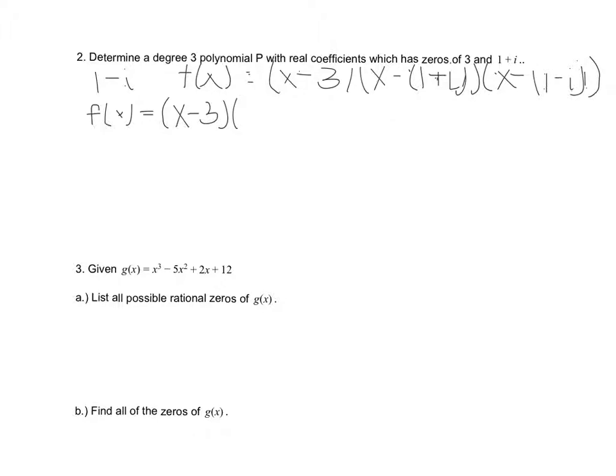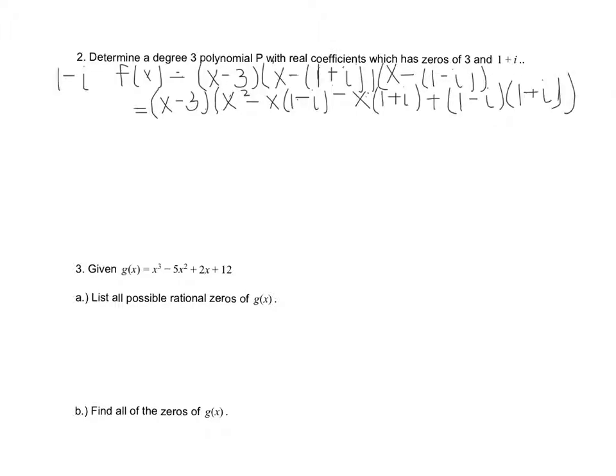We distribute x times x, we get x squared. Then we get minus x times (1 minus i), minus x times (1 plus i), and then we get plus (1 plus i)(1 minus i). So now that we've distributed our second set of parentheses, we now want to simplify.